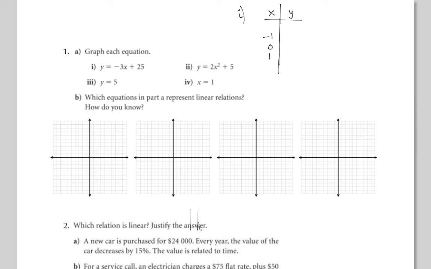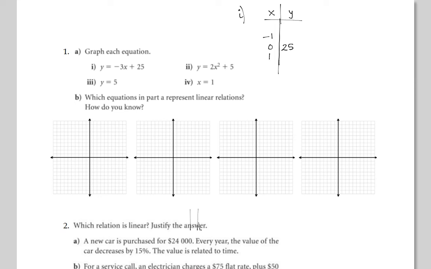We're doing I first. So what happens when the input is 0? That's the easiest thing to do. When the input is 0, y is 25, because 3 times 0 is 0, and then y is 25. The next easiest one to do is when x is 1. What's -3 times 1?